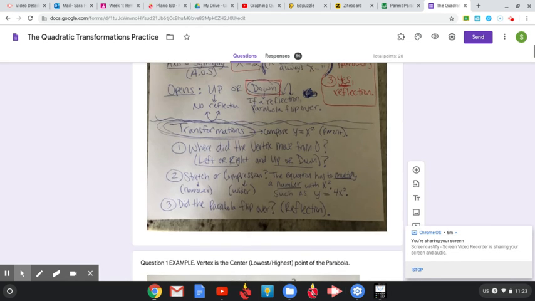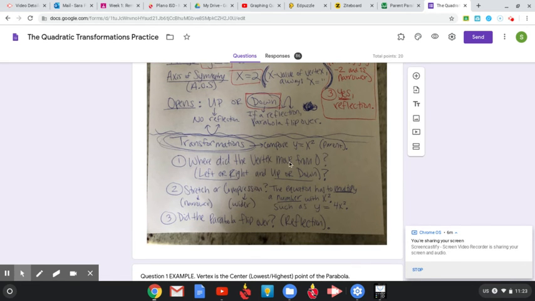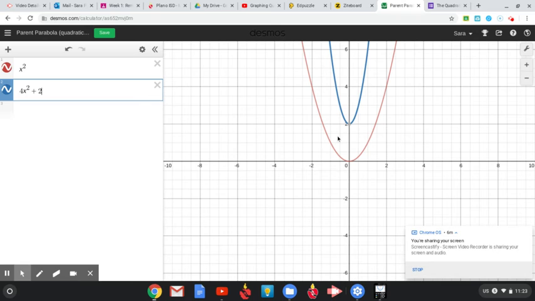Question 1. Where did the vertex move from 0? Left or right, and up or down? So let's look at the middle of the parabola, which is the vertex. Okay, so here's our parent from 0. Let's see where the vertex moved from 0.